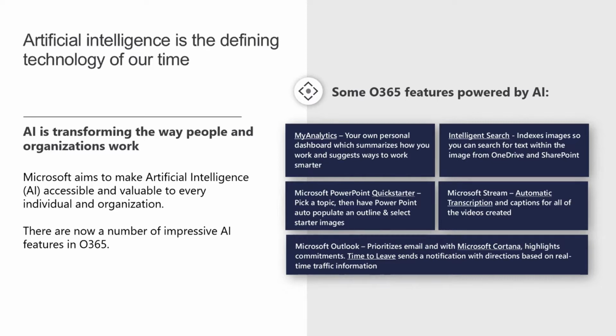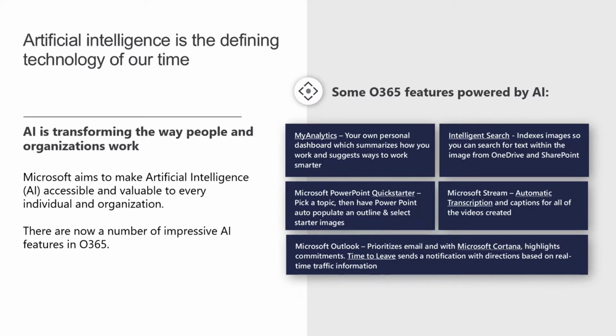As we're talking about Office 365, there are a few features that are built into these applications that you may be using already. My Analytics is a tool available through Office 365 that actually summarizes how you work and suggests ways for you to improve. Intelligent search is available so that you can index files and images through OneDrive and SharePoint. PowerPoint Quick Starter: you can actually pick a topic in PowerPoint, and the application will auto-populate an outline and select starter images for you based on previously created presentations.